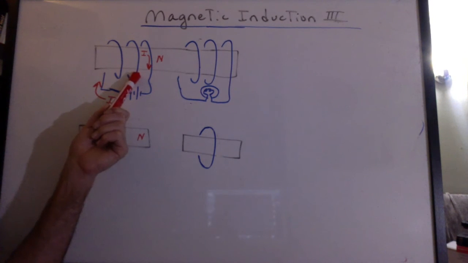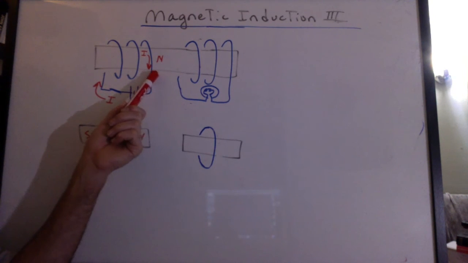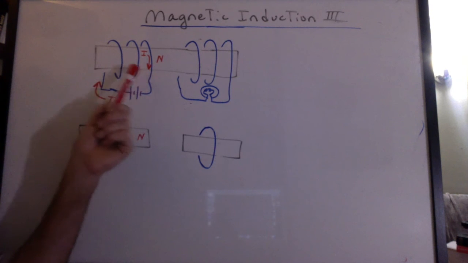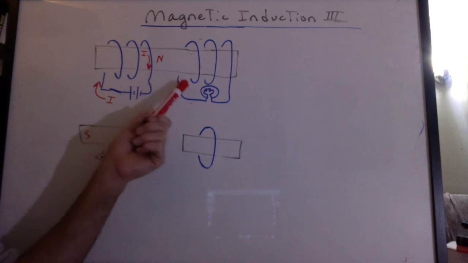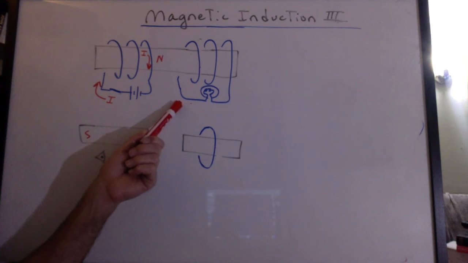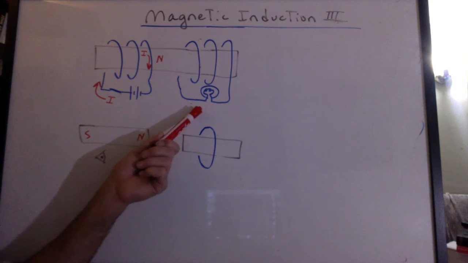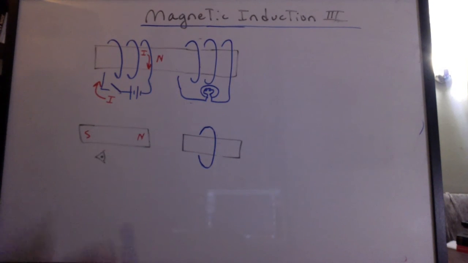Current is at its maximum value. The north pole now remains constant, so there's no more changing magnetic field, and these coils no longer have any current induced in them, and the light bulb would go out. Well, what's going to happen when we open the switch?